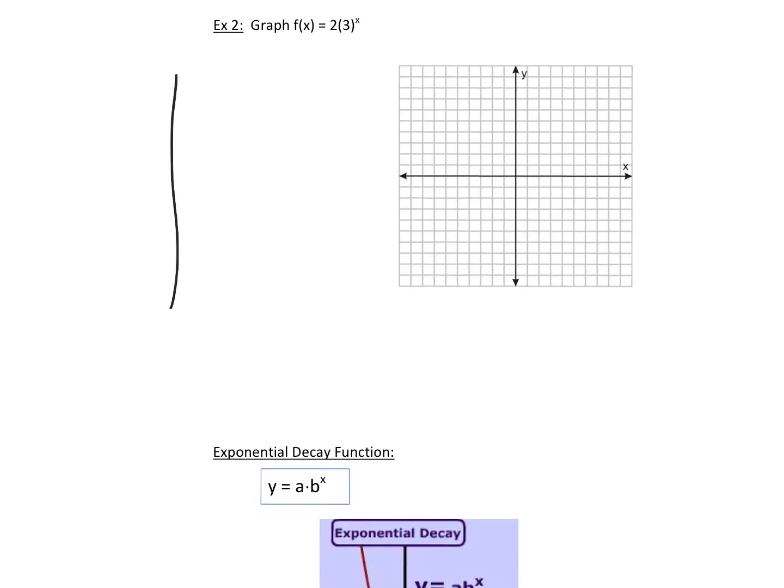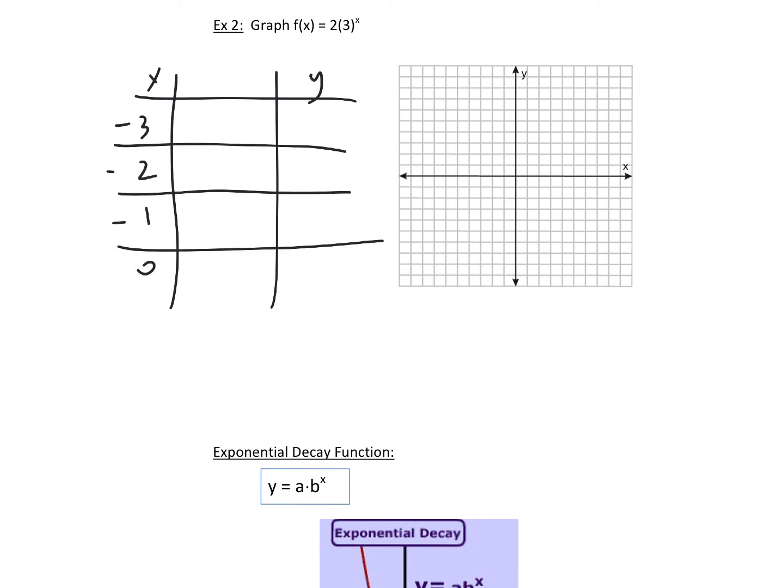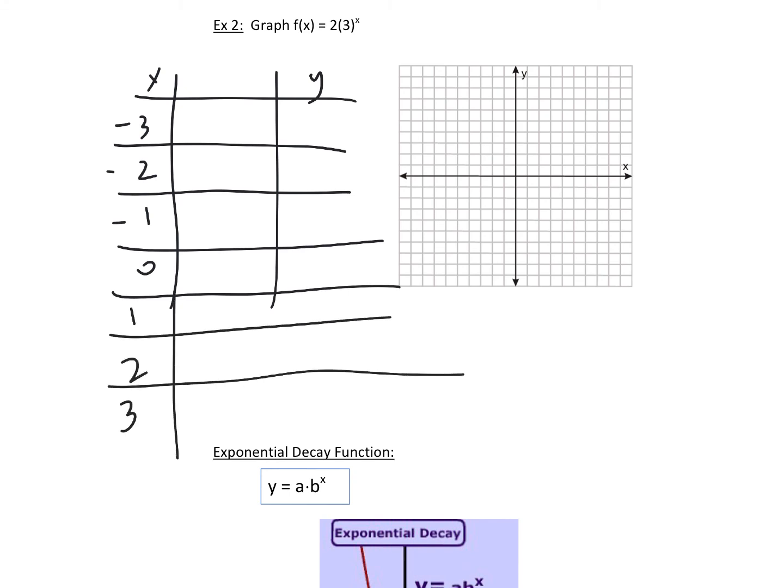I'm going to set up a table, and again I'm going -3 to 3, -3, -2, -1, 0, 1, 2, 3. And I'm just going to plug in. So this is going to be 2 times 3 to the -3rd. So this one I'm going to have multiple steps. Remember, exponents first. So 3 to the -3rd is 1/27th. And 2 times 1/27th, remember 2 is 2 over 1, so that's just 2/27ths.